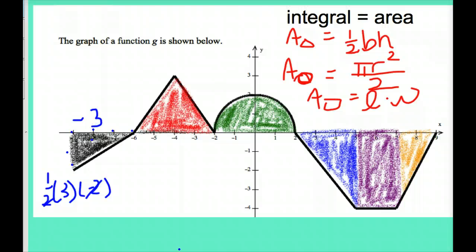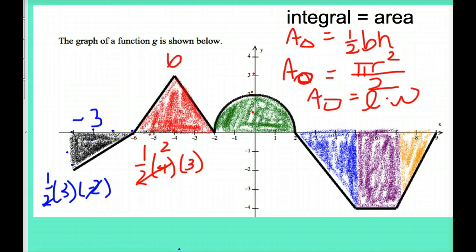Same thing, I should have color-coded these. So in here, the red triangle, I'm going to have 1/2. My base is 1, 2, 3, 4. My height is 1, 2, 3. And they are all positive, so I get these to cancel, and I get 6. So I know this right here has an area of 6.